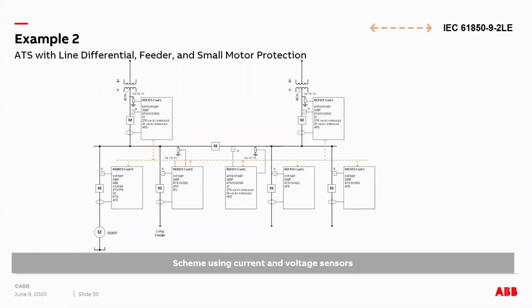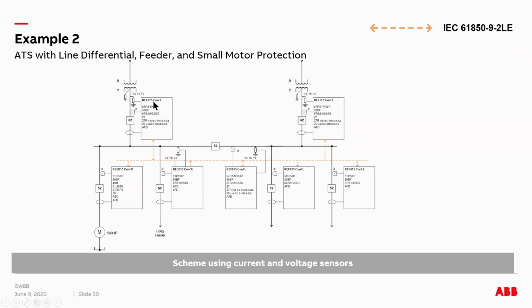Okay, here is the same one-line diagram with the current and voltage sensors instead of the traditional CT and PT. We replace the CT and the PT with the sensors, but then we need to choose the respective type of relay which can accept that input. So that's the only change here.